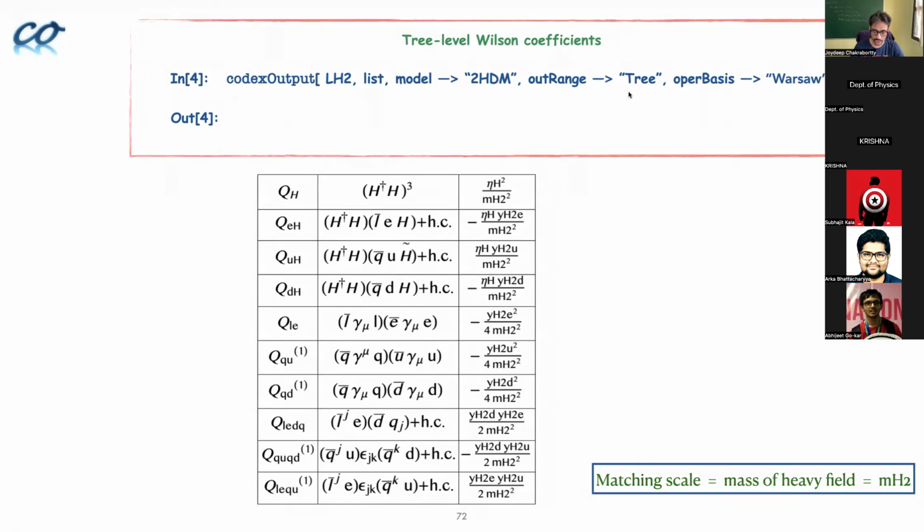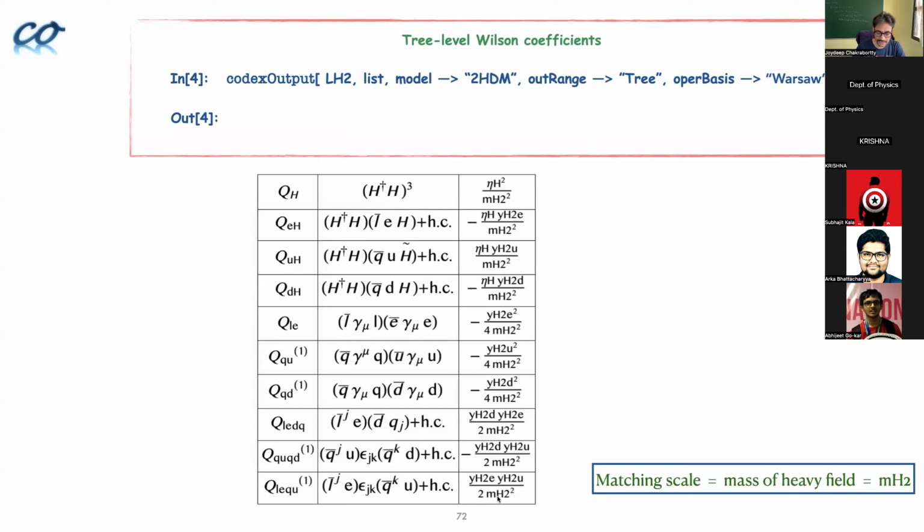There's a basis called the strongly interacting light Higgs, or SILH basis, or the Warsaw basis, and so on. If I say Warsaw, it will give the results in the Warsaw basis. If you say SILH, it will give the result in SILH. But remember, SILH doesn't include the fermion operators, so it will find fewer operators. So let's look at the Warsaw one, at tree level.